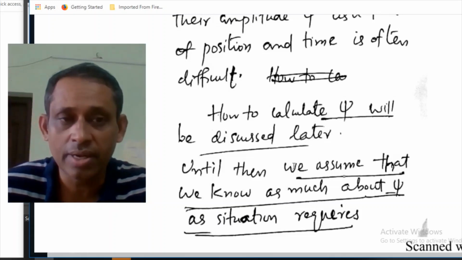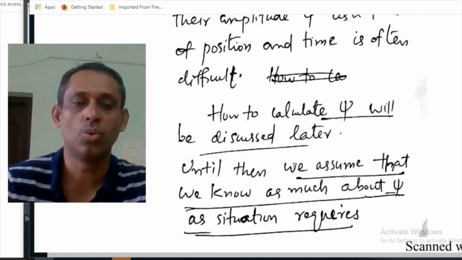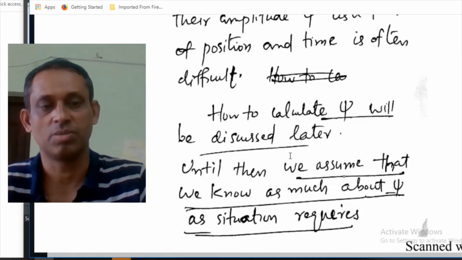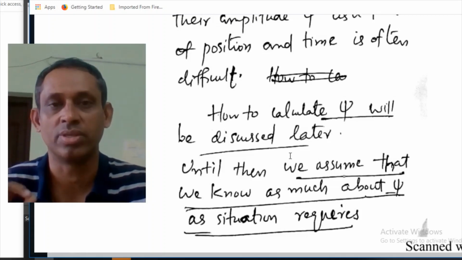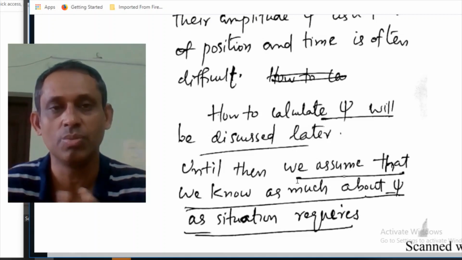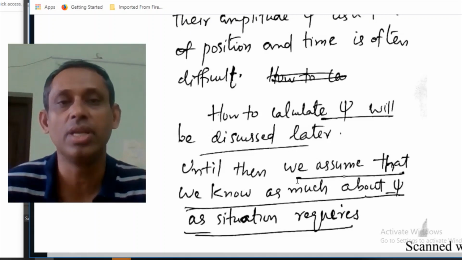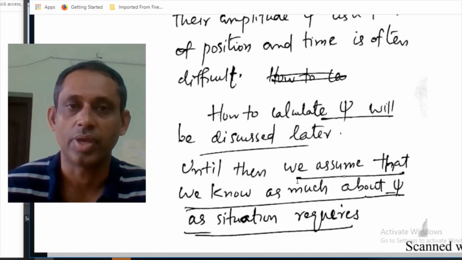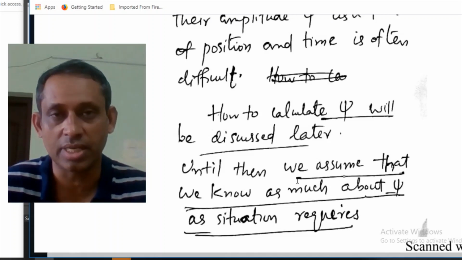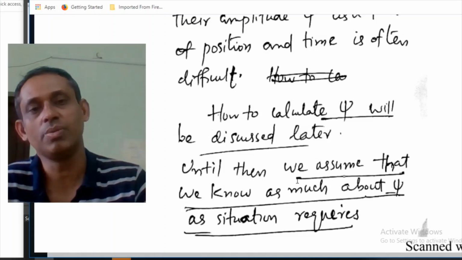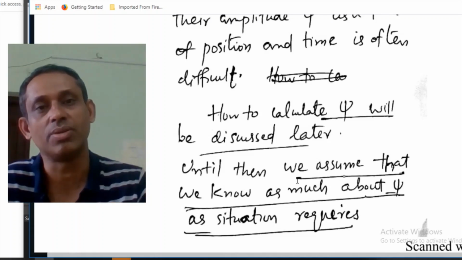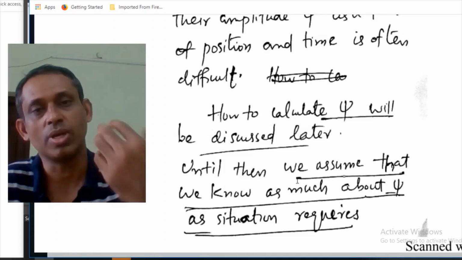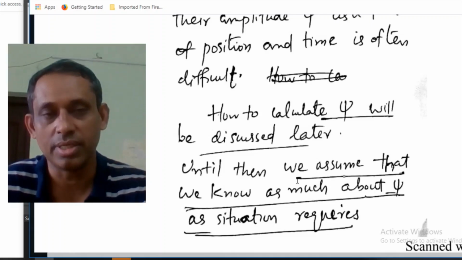Until then, we assume that we know as much about psi as the situation requires. So for the discussions that are going to follow, we assume that we have complete knowledge of psi. How to calculate psi will be discussed later.